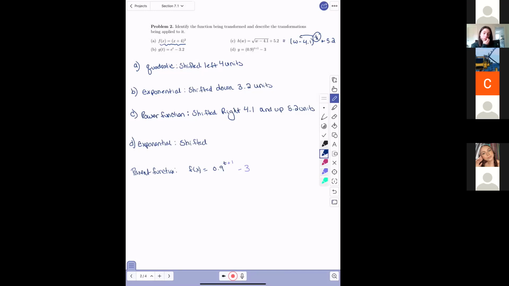First, is it shifted left or right? Left. Left 1 unit. And then shifted up or down? Down. Down 3 units. Okay. Any questions?